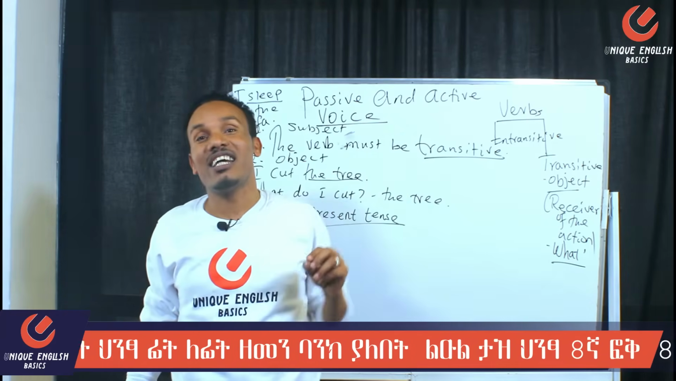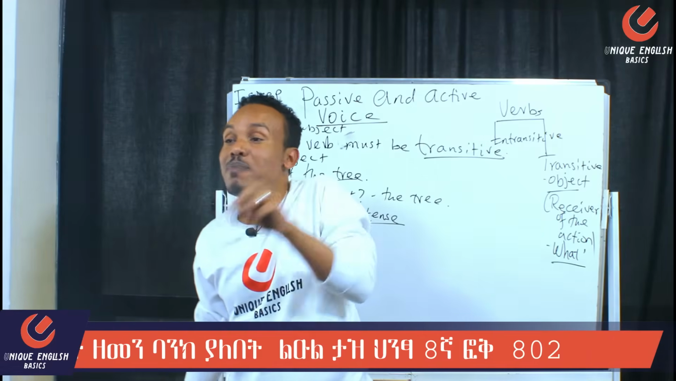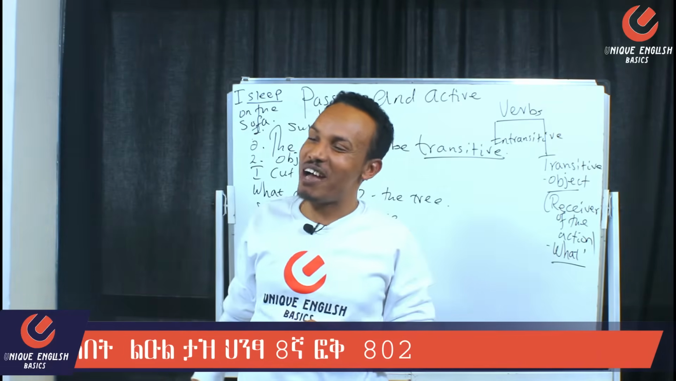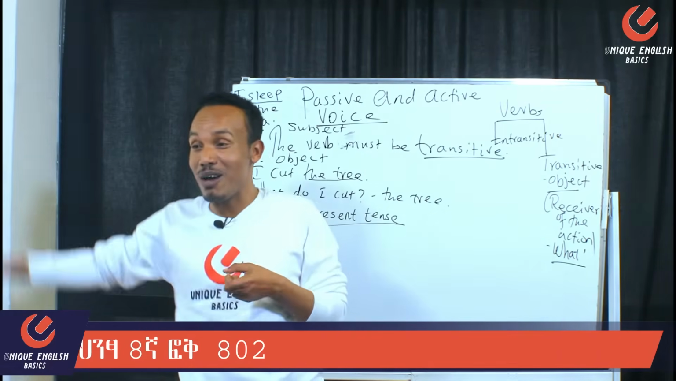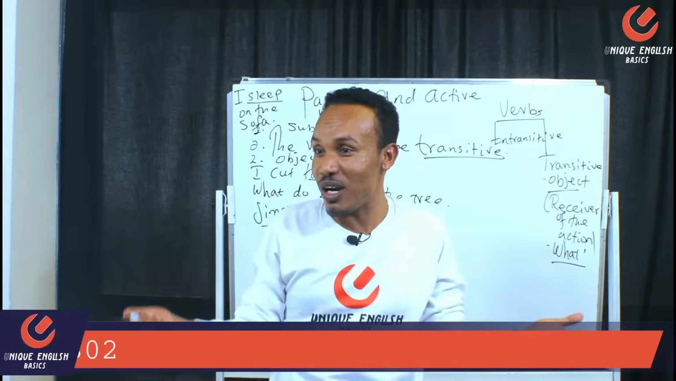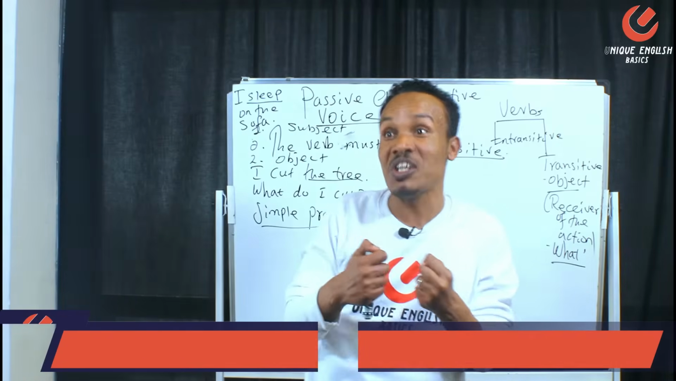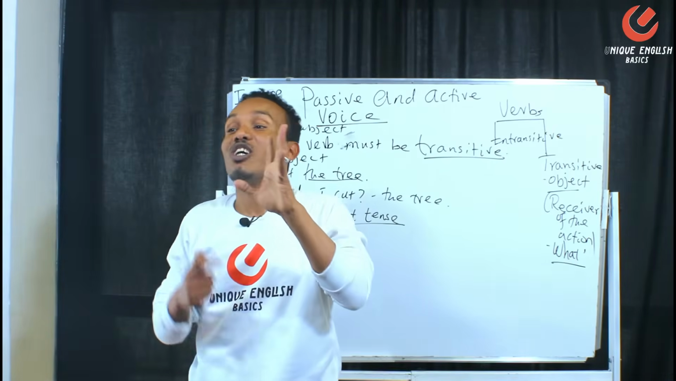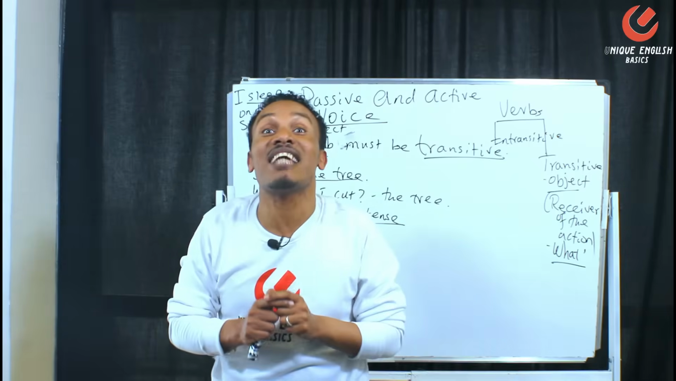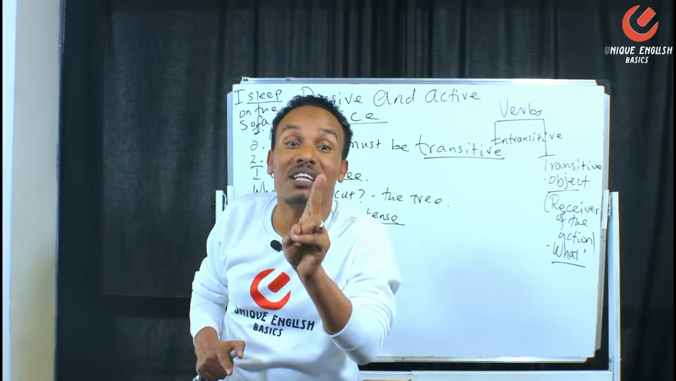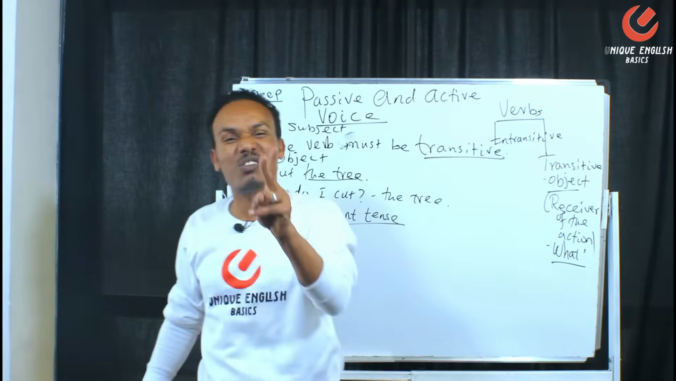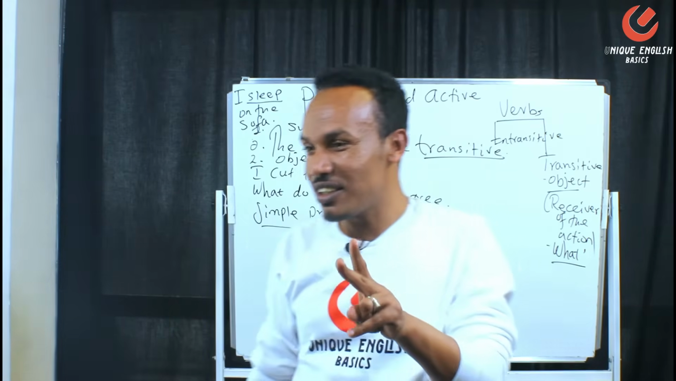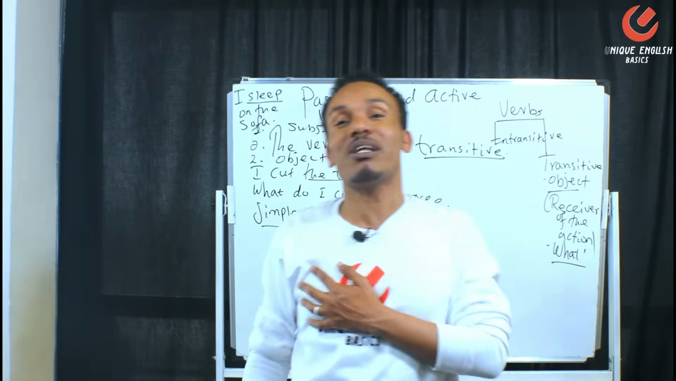But if I say she gives me a book, how many objects do I have here? Two objects: me and a book. One is direct and the other is indirect, yes or no? So I got two objects here, so the verb give is a ditransitive verb. ስለዚህ ሁለት ፓሲቭ አረፍተ ነገሮች ይኖራል ማለት ነው.